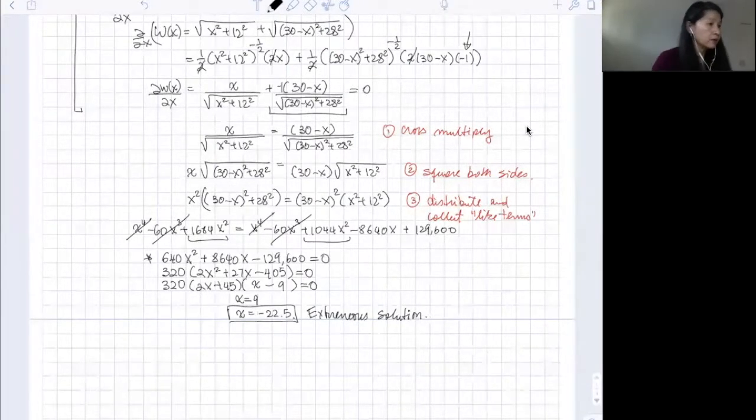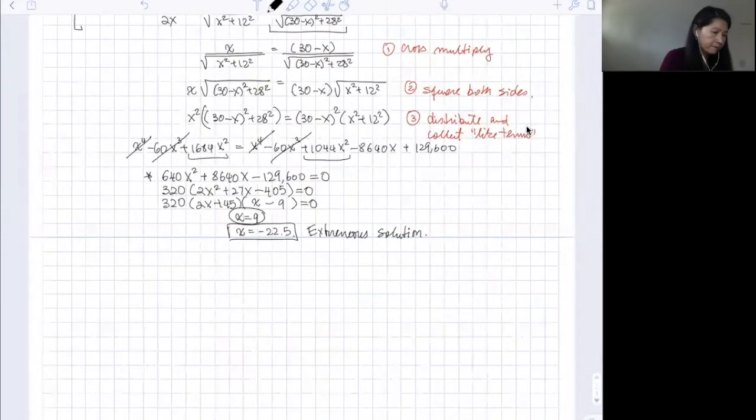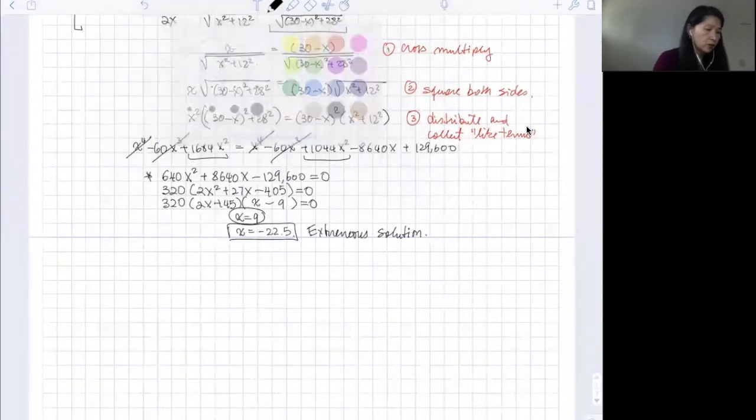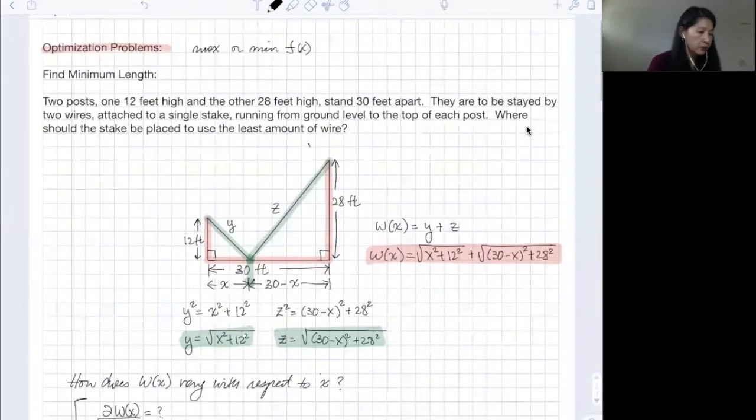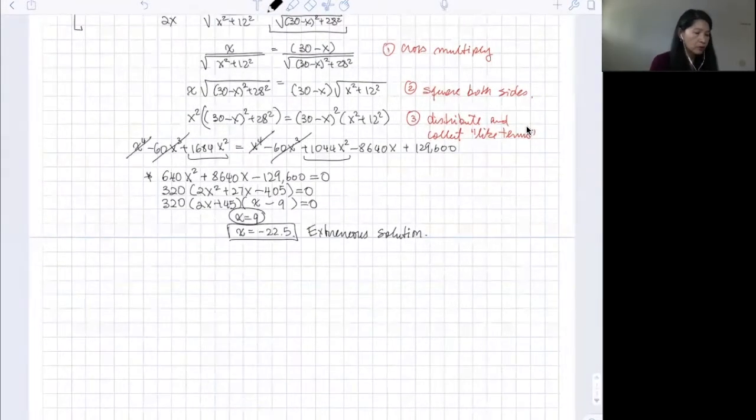All right, so this is going to be our local minimum. But the question, if we go back up, is asking us for a global minimum. In order to find the global minimum, we want to check the value of the length of the wire at our extreme points, at our endpoints.